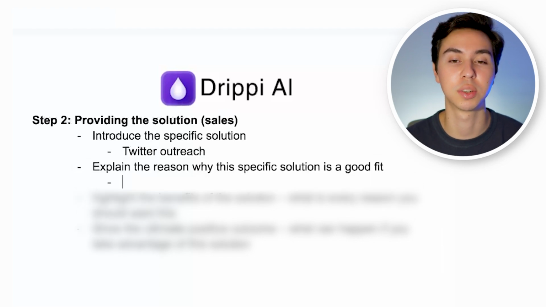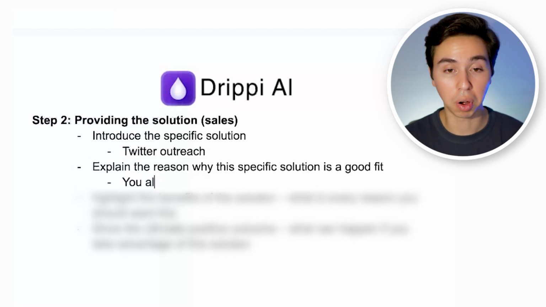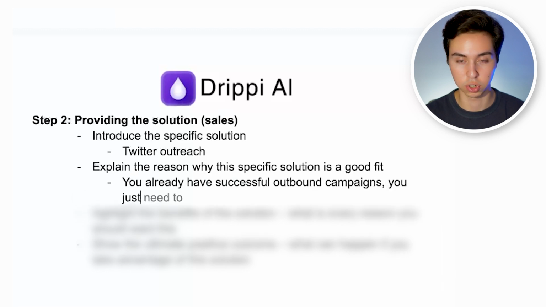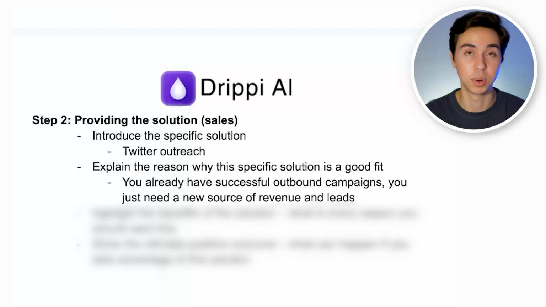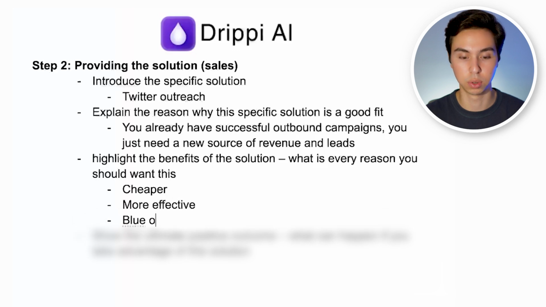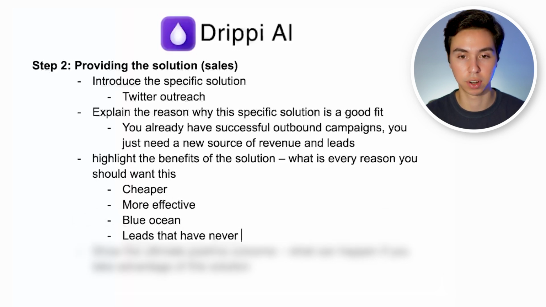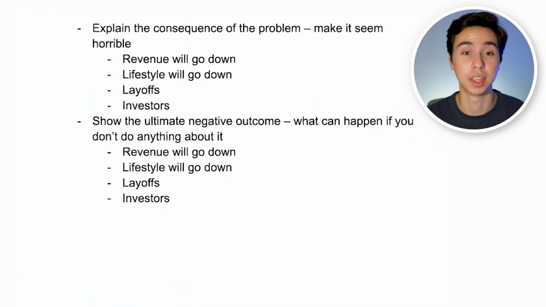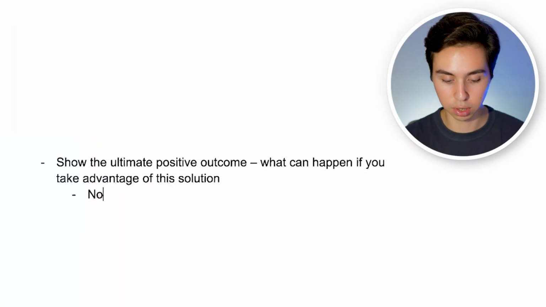Second, explain the reason why the specific solution is a good fit. You already have successful outbound campaigns. You just need a new source of revenue and leads, which is exactly what Twitter offers. Highlight the benefits of the solution. It's cheaper, more effective. Blue ocean leads have never been reached out to, and it's going to save you from all of these pain points. The ultimate positive outcome: no layoffs.